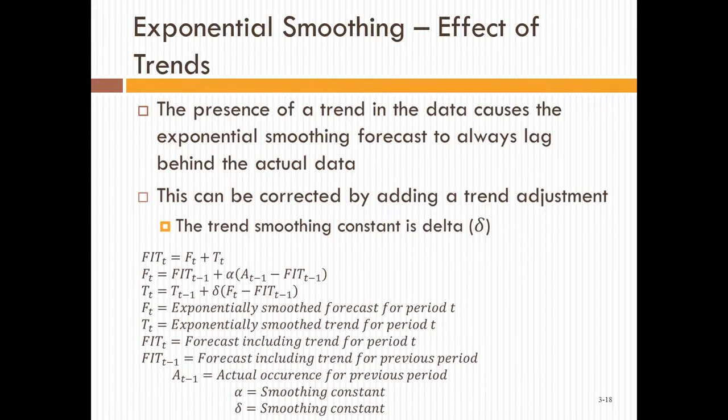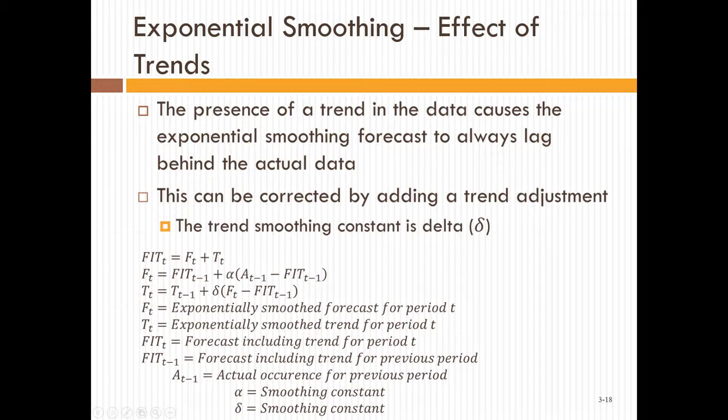Okay, and so we can adjust that by adding a trend smoothing constant, which we call delta. Our text shows us that we take the forecast that we call FIT, and we call it FIT because it's a forecast including a trend. That forecast including the trend is going to be your basic forecast plus the trend factor. So we're going to walk through how we would actually calculate this.